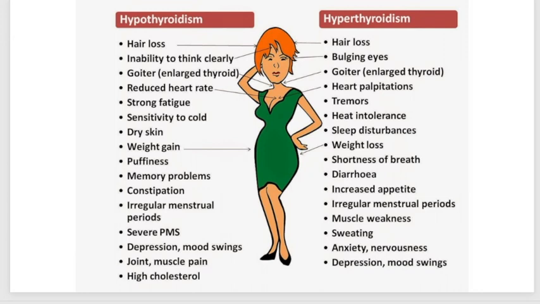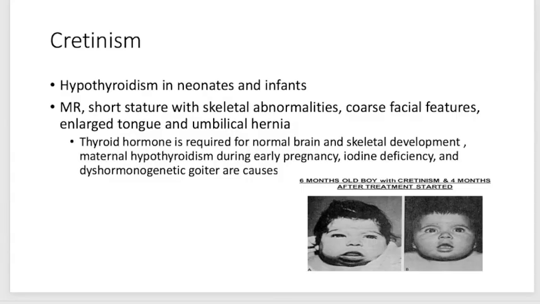So here's a nice slide for hypothyroidism and hyperthyroidism, and you can just see the variation and the difference. If we have hypothyroidism in neonates and infants, this would be related to uncontrolled hypothyroidism, most likely in the mom while she is pregnant. What is amazing is that if we correct this, once we get the thyroid hormone appropriately maintained, we actually get back to normal. So you can have mental retardation, short stature, skeletal abnormalities, coarse facial features. We get an enlarged tongue and umbilical hernia. Basically the patho is that we need thyroid hormone for normal brain and skeletal development. This is caused by maternal hypothyroidism in early pregnancy, iodine deficiency, and then a dyshormonogenic goiter is another potential cause.